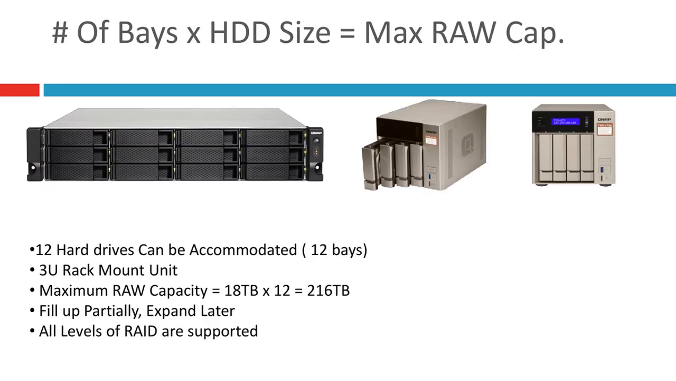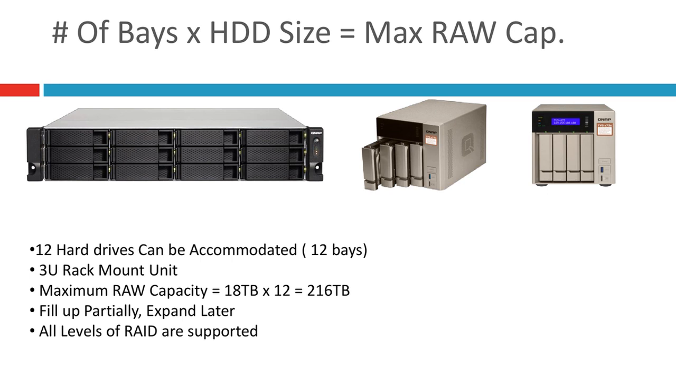The very first basic that many people ask is, what would be the maximum capacity for a RAID? The maximum capacity that you can have in any NAS is defined by two things. One is the number of bays, which is how many hard drives can be accommodated. And the second is the size of the hard drive. For example, if you look at the rack mount unit here, it has 12 slots, 12 bays. It can accommodate 12 hard drives.